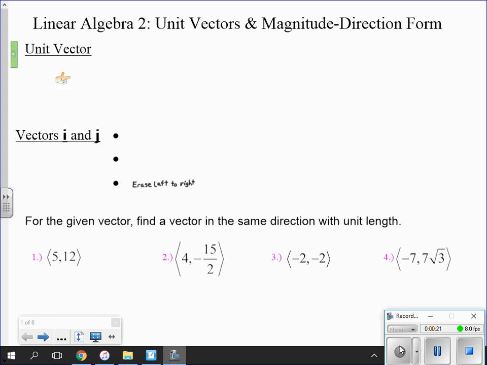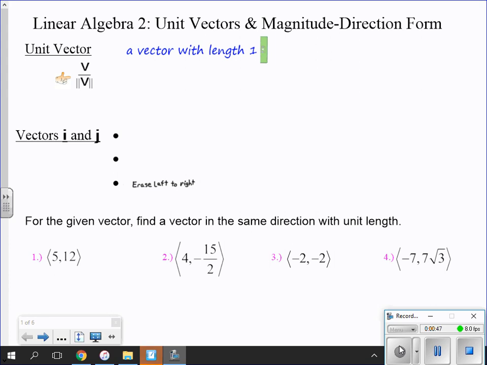So a unit vector is a vector with a length of 1, a really tiny little vector. The unit vector is a vector of a length of 1. How do we find it? We take a vector, divide it by its magnitude, and that will give us a unit vector. A unit vector is a vector of length 1. It is also in the same direction as the original one. It's just a really tiny little vector.